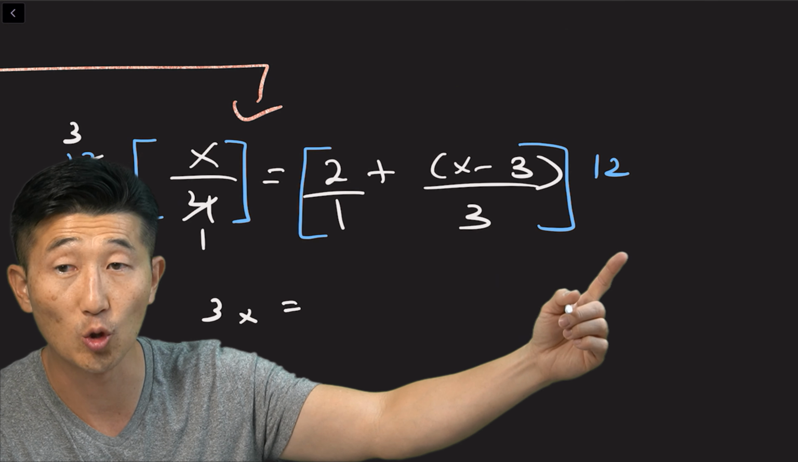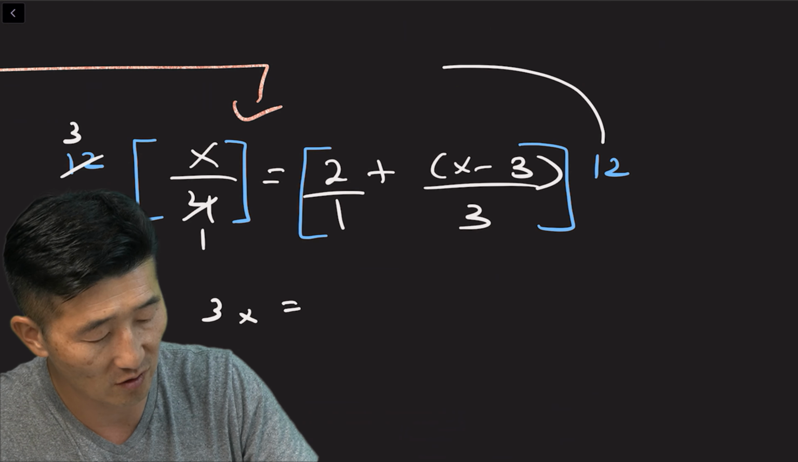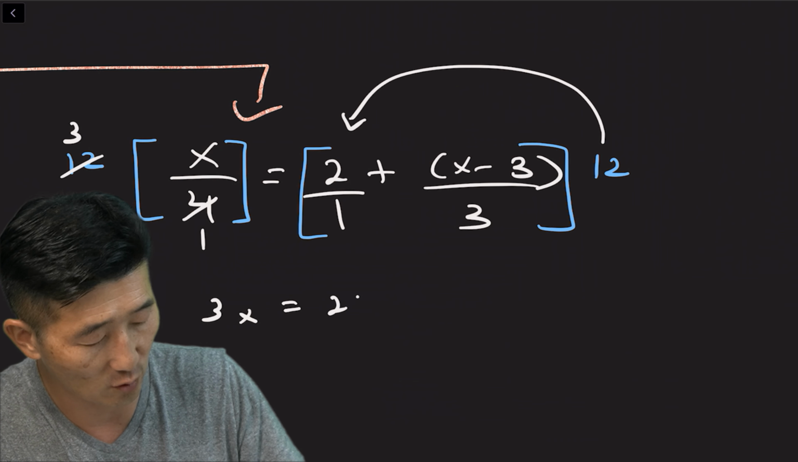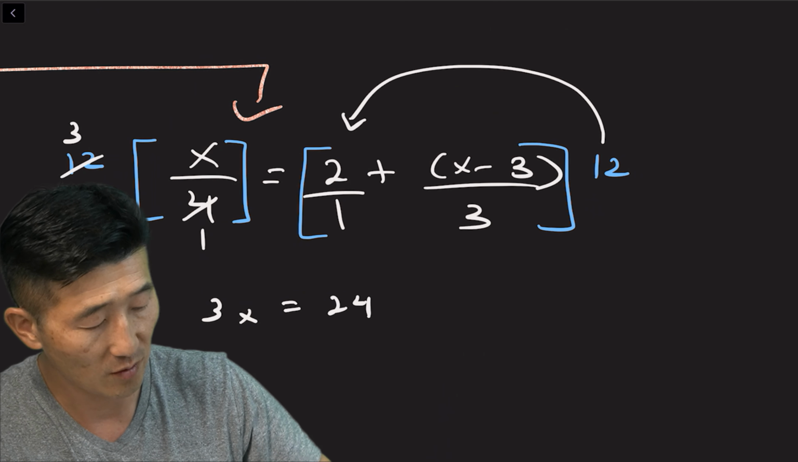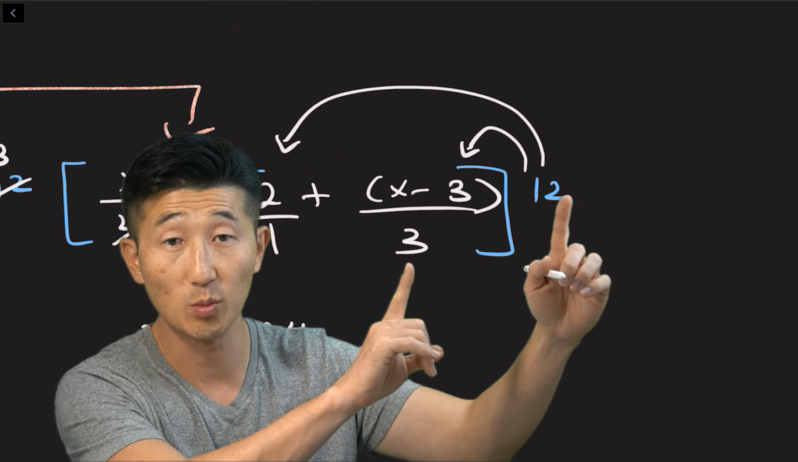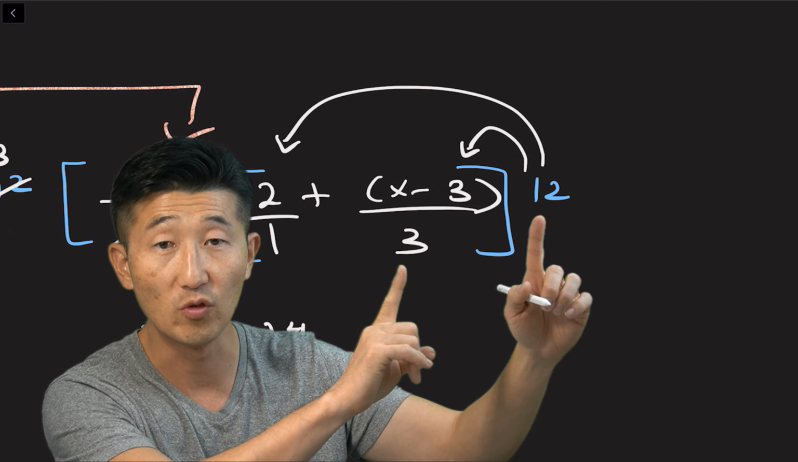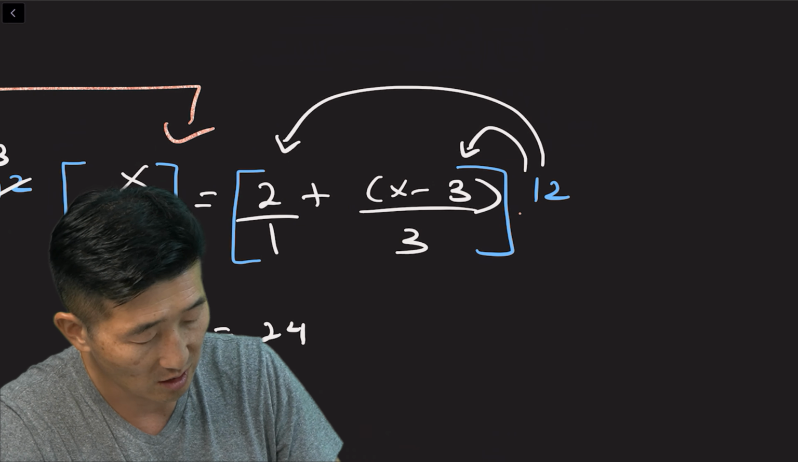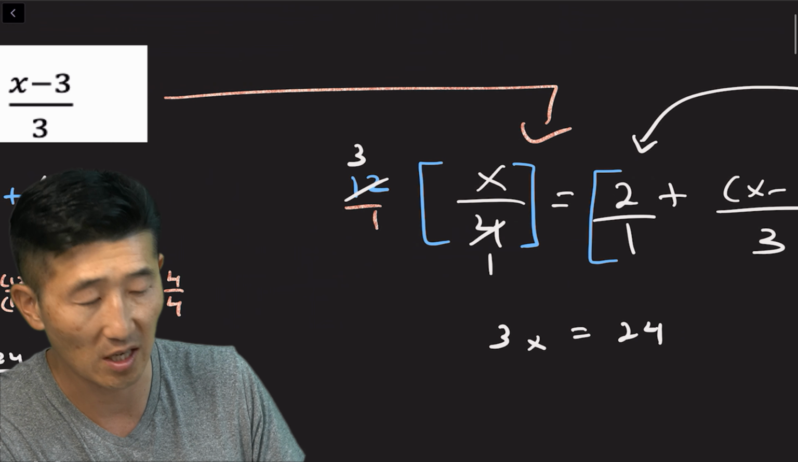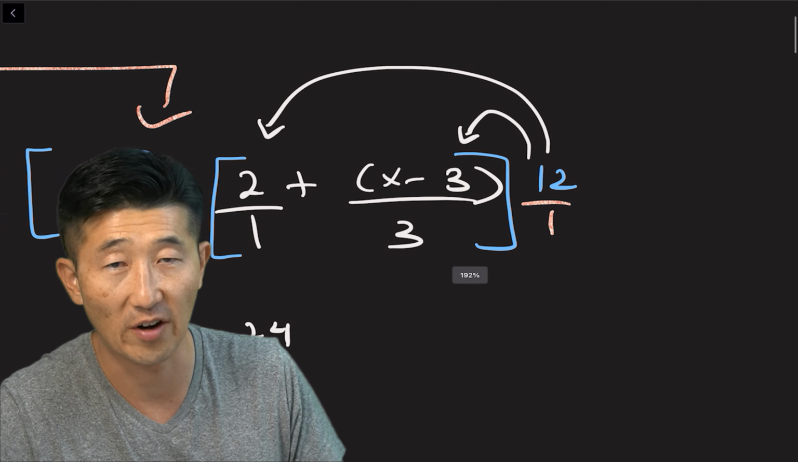What about the right side? Now remember, we're distributing the 12. So 12 is given to this fraction. 2 over 1 times 12, well, that's just 24. And here, 12 given to this fraction. And what you can do is before you multiply that in, you can reduce. And by the way, this is actually 12 over 1. Same thing on this side, 12 over 1. Any number you multiply is basically a fraction.